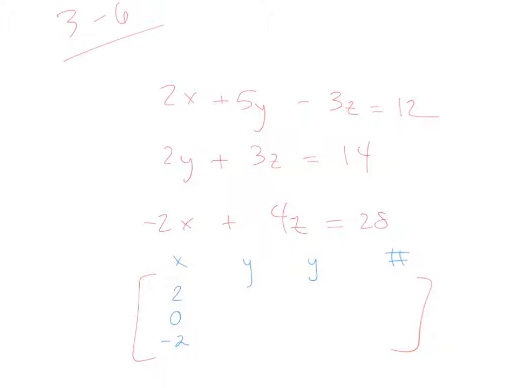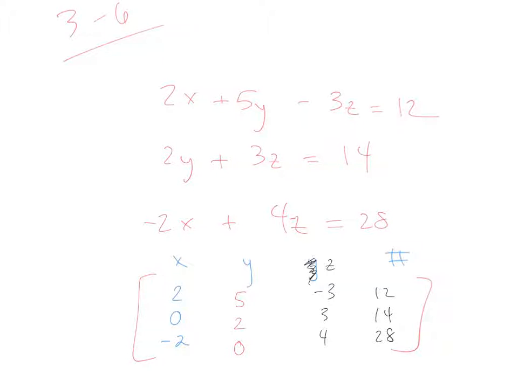5, 2, and then 0. Good. Bridge, the z values, please, even though I wrote y. -3, 3, and 4. Okay, yeah, the numbers at the end. What do we got? 12, 14, 28. Okay, simple enough.